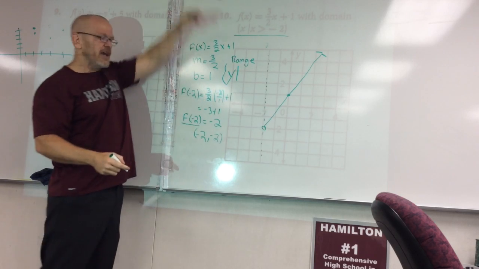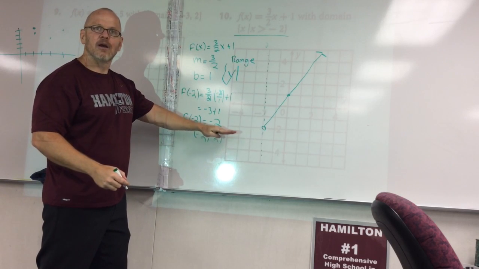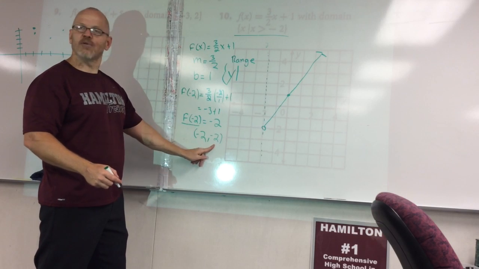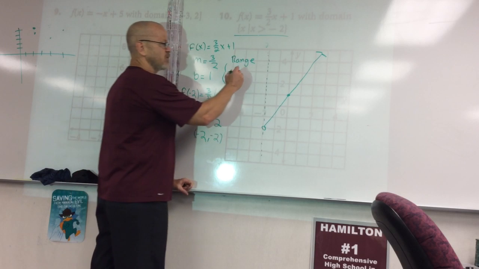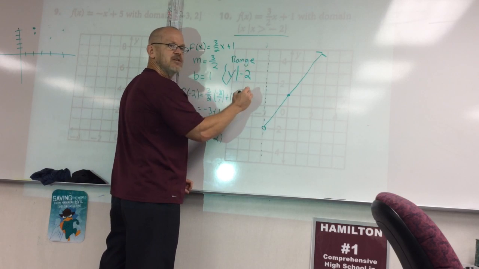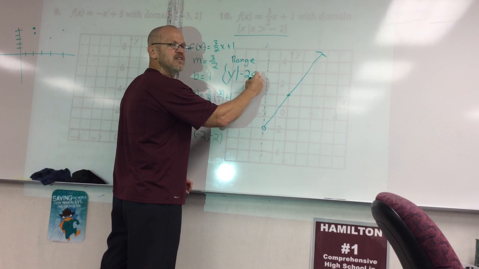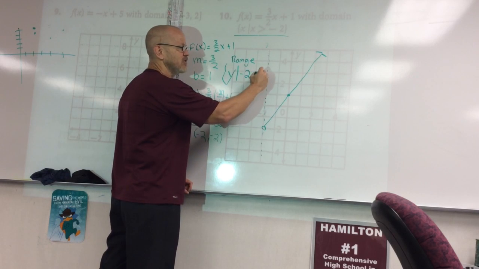What is my lowest y? Tell me when I get someplace. My lowest y is, it's actually that point, isn't it? -2. So my lowest y is -2. Do I touch it? No, so I'm just going to put that one inequality symbol. I'm greater than it, but I'm not greater than or equal to.